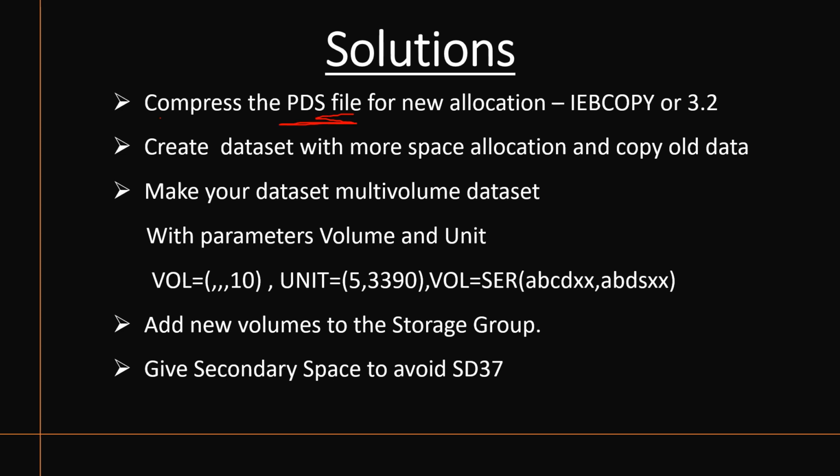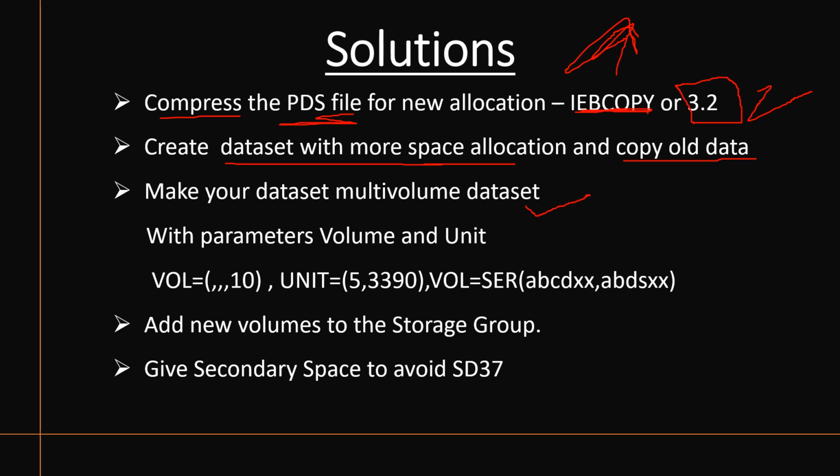Run an IEBCOPY with compress, with SYSUT1 and SYSUT2 pointing to the same file, and the data set will be compressed. Or go to 3.22 and copy the data again; you can compress there also, indirectly with a line command, by giving Z in front of it. Otherwise, create a new data set with more space allocation, copy the old data into it and use the new data set. As I told you, end of volume will be taken for this file.